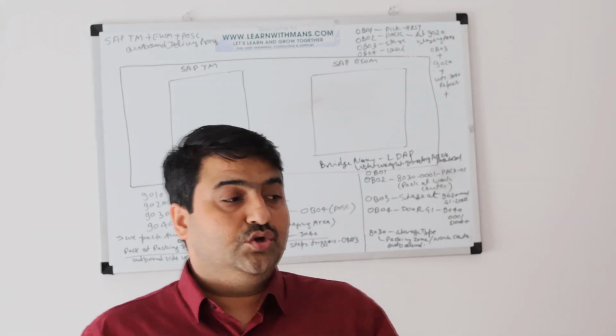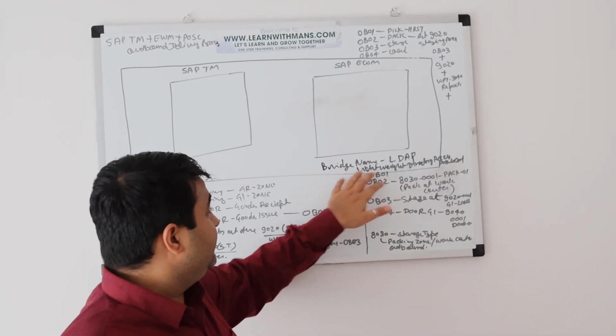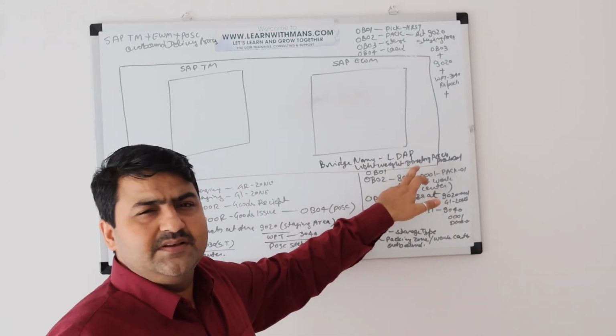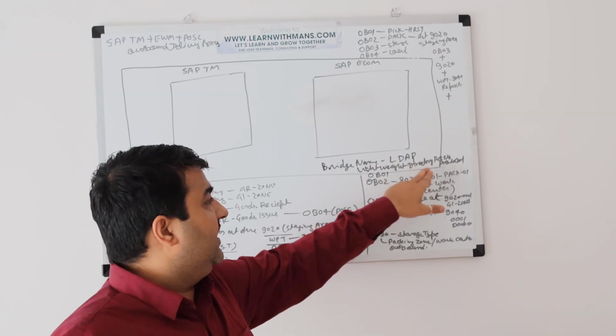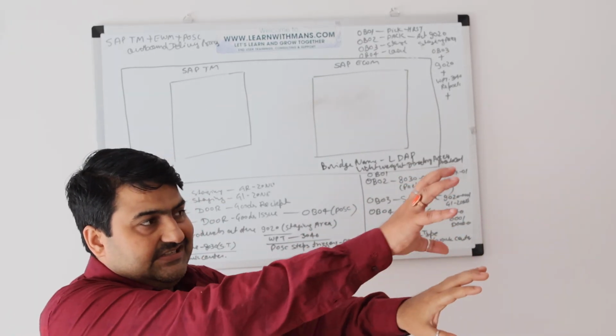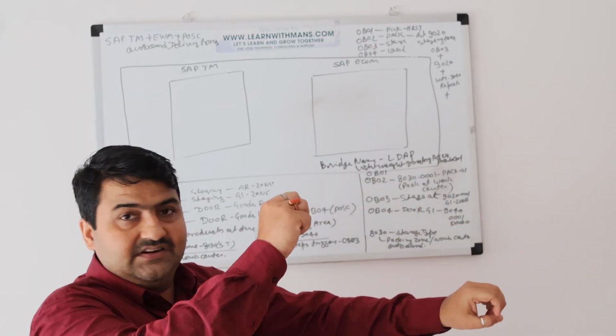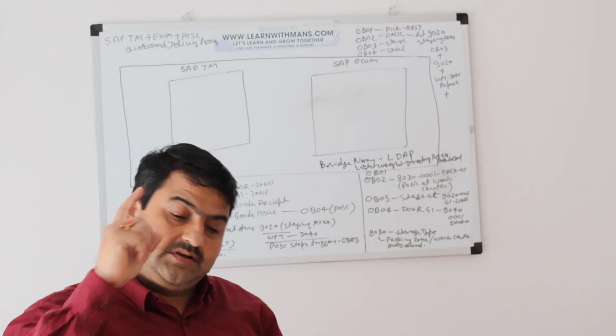Okay, so the bridge name is LDAP. Simple thing, lightweight directory access protocol. It takes the instruction, it travels from TM to the EWM system.